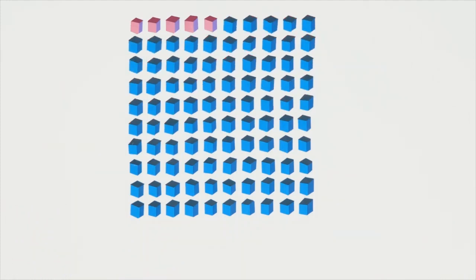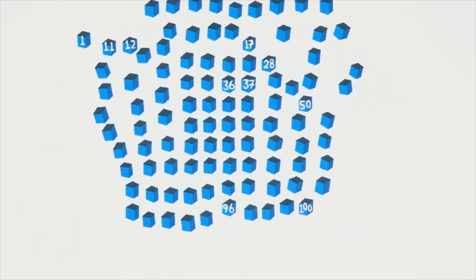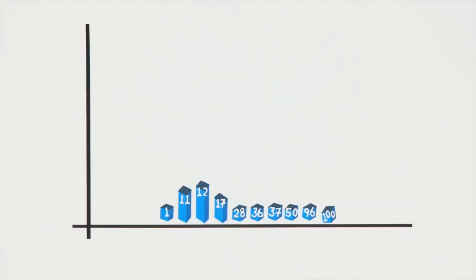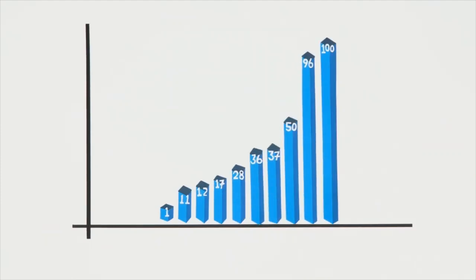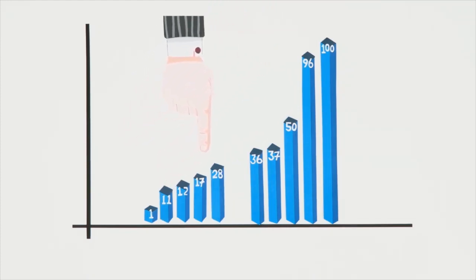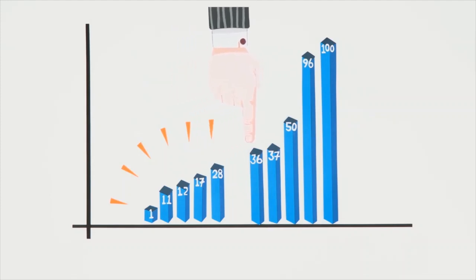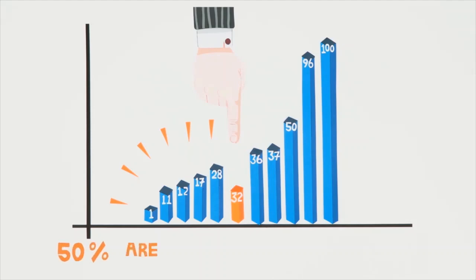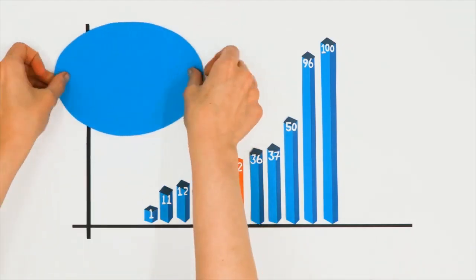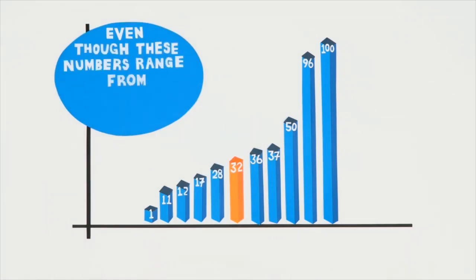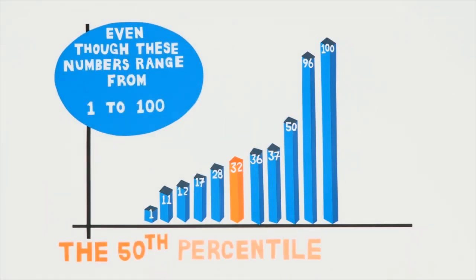Let's say you have a set of 10 measurements and put them in order from lowest to highest. Because we have an even number of data points, the 50th percentile will be the midpoint between the two middle values, which in our dataset are 28 and 36. So this will be 32, because 50% of your measurements are either equal to or below that number. Which is why, even though these numbers range from 1 to 100, the 50th percentile isn't 50.